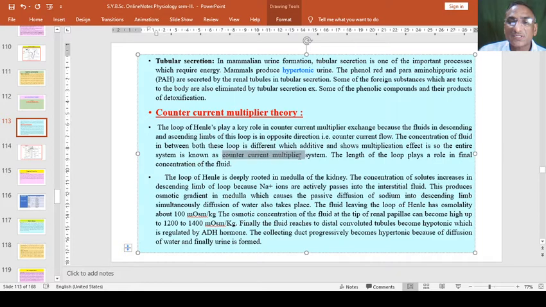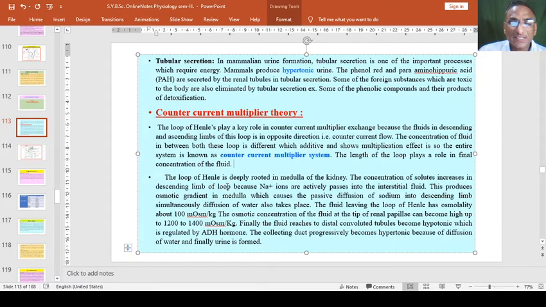You can mention this here or bold it in another color so that you will remember it. Counter current means it counts the material, the pressure and the concentration in both limbs and tries to maintain the balance between these two by exchanging ions, and this is the counter current system. The length of the loop plays a key role in the final concentration of the fluid.